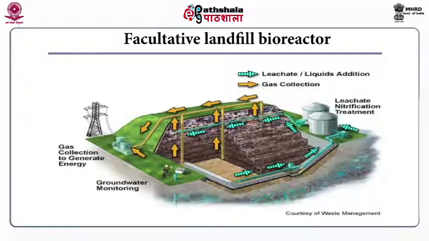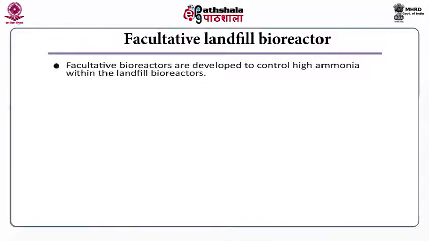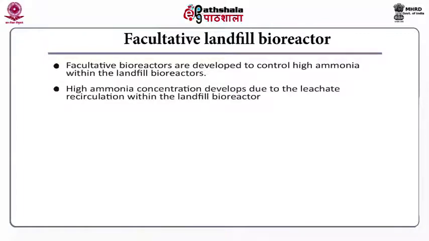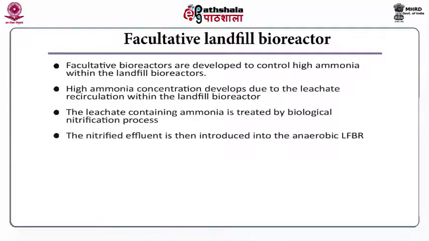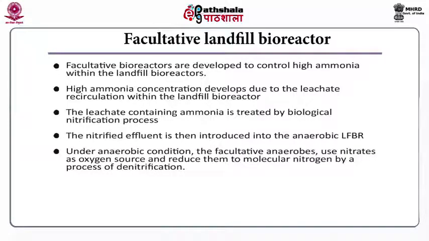The next type of landfill bioreactor is a facultative landfill bioreactor, which is specially developed to control high ammonia levels in the landfill bioreactors. High ammonia concentration develops due to the leachate recirculation within the landfill bioreactor. The leachate containing ammonia is generally treated by a biological nitrification process and the nitrified effluent is generally introduced into the anaerobic LFBR. Under anaerobic condition, the facultative anaerobes use nitrates as an oxygen source and will then reduce it to molecular nitrogen by the process of denitrification.